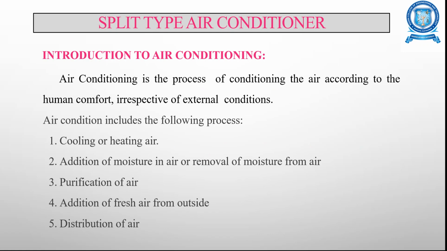So before going in depth about the split type air conditioner, we should know what air conditioning is first. So air conditioning is a process of conditioning the air as per human comfort, irrespective of whatever the external conditions may be. So air conditioning would include the following processes. You have 5 processes here. So the first process is cooling or heating the air. And the second one is either addition of moisture in air or removal of moisture from air.